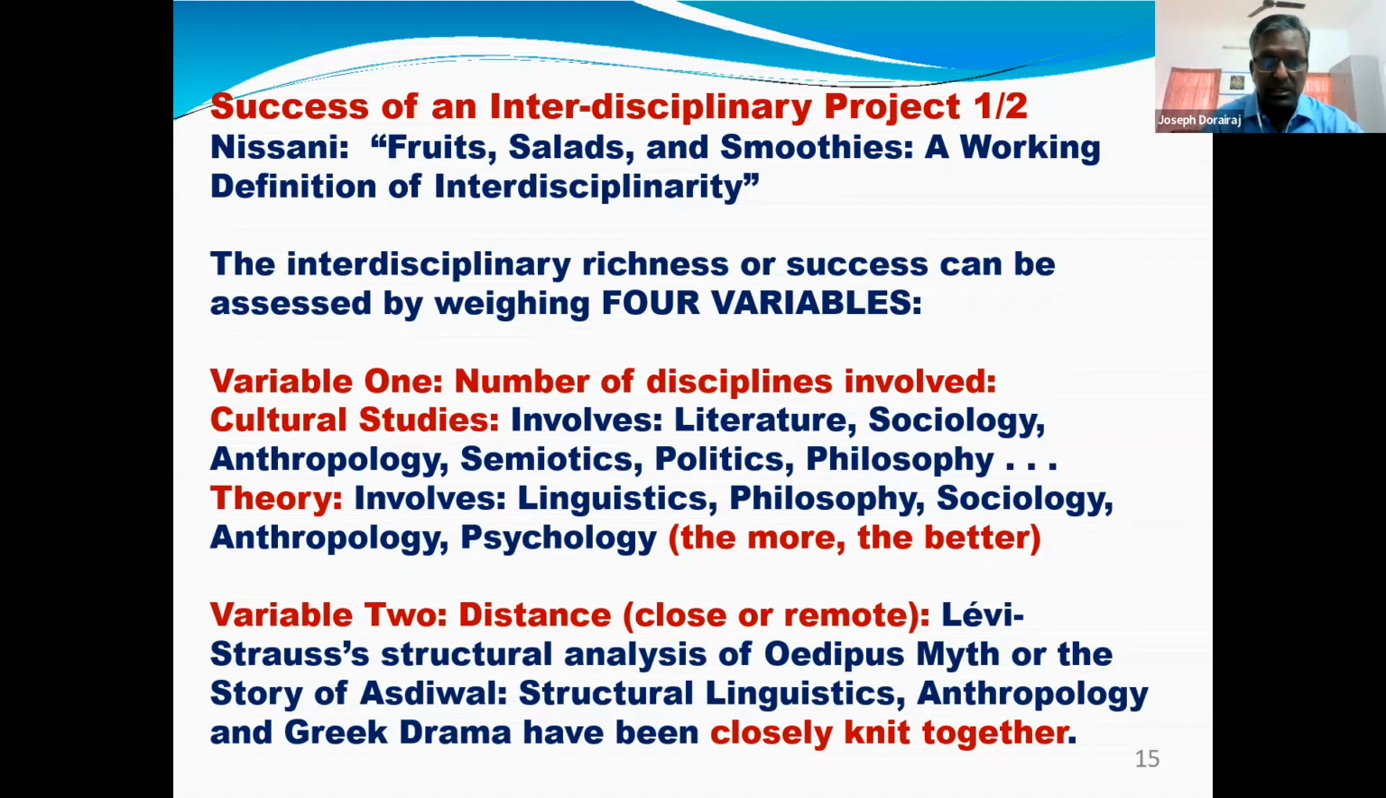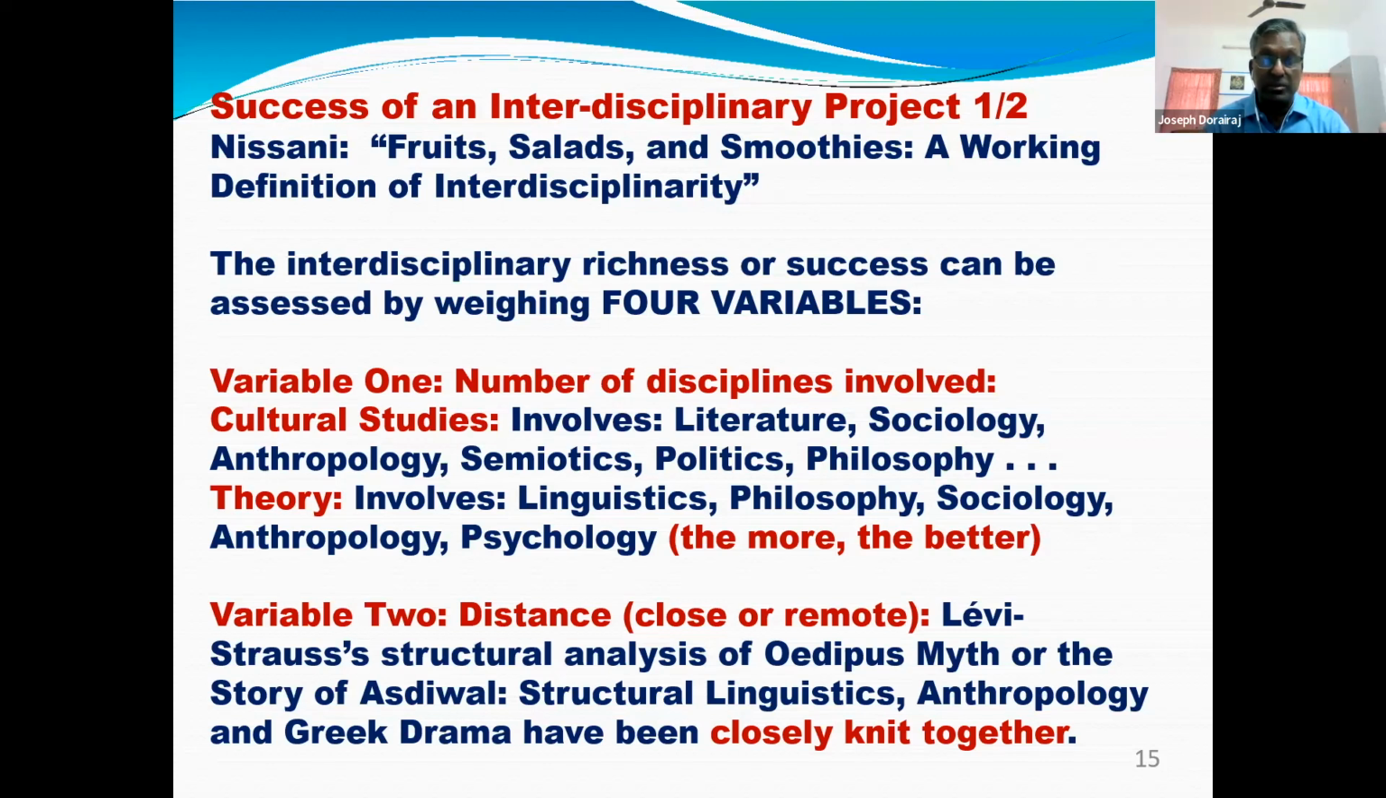Now the second variable, distance, close or remote. 2 subjects have been brought together. Now how closely knit are they? Or is there any distance? Is there any gap between these 2 subjects? Literature students, English studies students, we are all familiar with Levi-Strauss. He has undertaken structural analysis or structural studies of myth, various Greek myths, particularly the Oedipus myth. So here, 2 or more subjects have been brought together. Anthropology, particularly structural anthropology, and linguistics have been brought together.